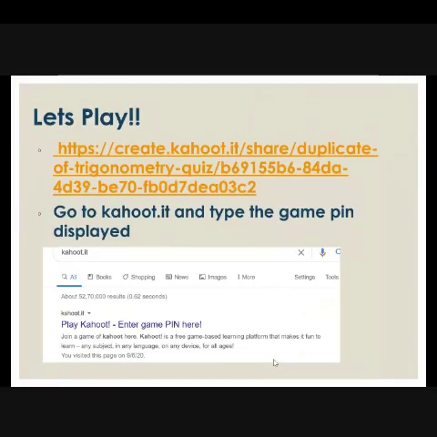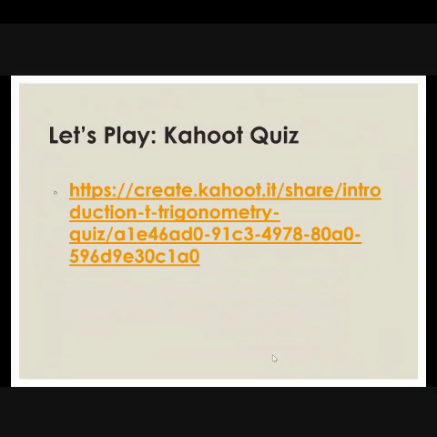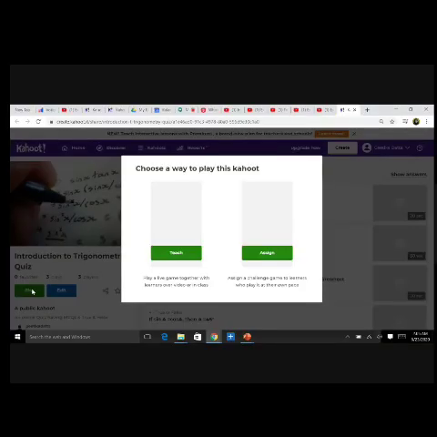Now we have different types of activities. Let us see, there are 2 Kahoot games that I have played. Let us try to play this one. See here, Introduction to Trigonometry. So let's play this.